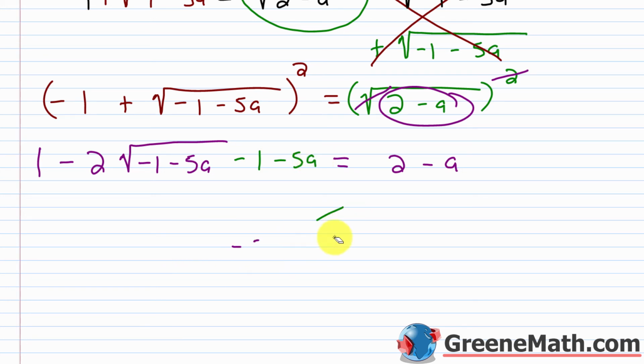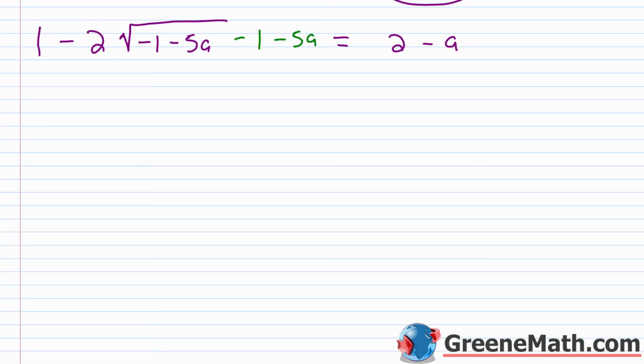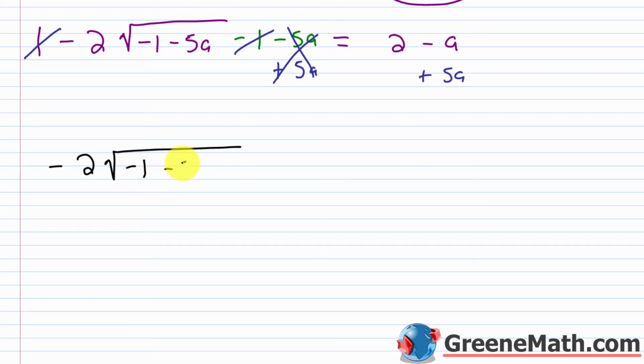All right, so now that that's worked out, what I want to do at this point is simplify. So when I look across, I see that I have a 1 and a -1. So those would cancel. And then I see that I have a -5a and a -a. So I can add 5a to both sides of the equation. That's going to cancel. So I'm going to have this -2 times the square root of -1 minus 5a. And this is equal to, and I'm just going to reorder this to 4a plus 2. Okay, -a plus 5a is 4a.